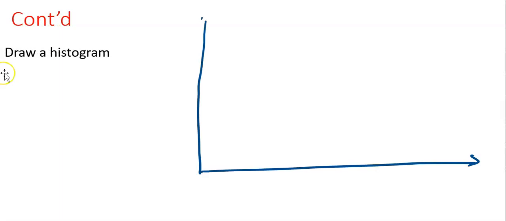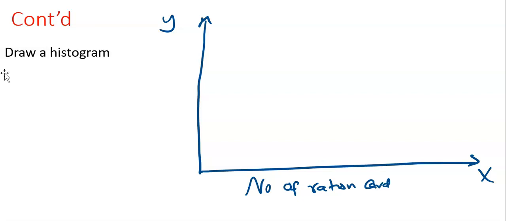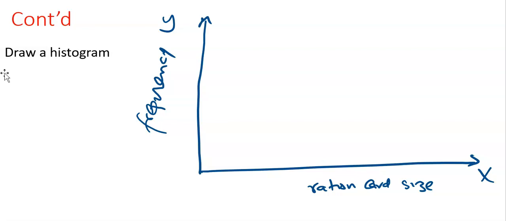In order to draw a histogram, let me say these are my axes. This is the y-axis, and the x-axis is always, in our example, the ration card size. Okay, you don't even need to write the number of. So here is ration card size, and here is the frequency, or the responses.